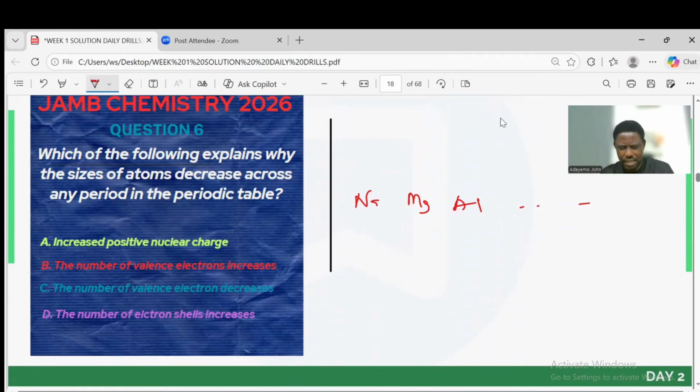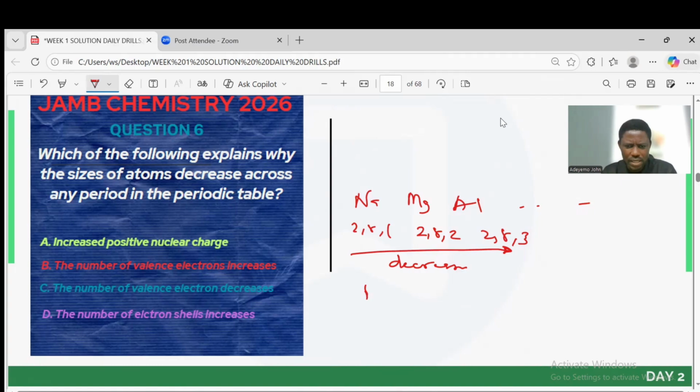All right, this is 2, 8, 1. That is in period what? 2, 8, 2, 2, 8, 3. That is period 3 because they have 3 shells. What we're saying is that as you're moving across, the size decreases. You know what it means? We are saying that sodium atom is bigger than aluminum atom, despite the fact that sodium is 11 and aluminum is 13. That's what we're saying.